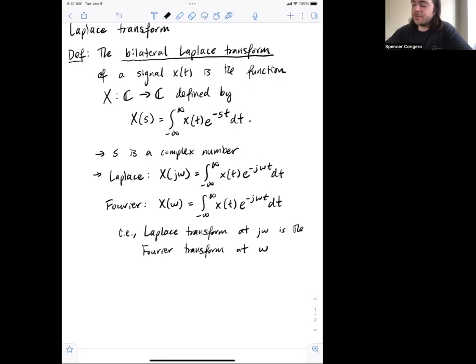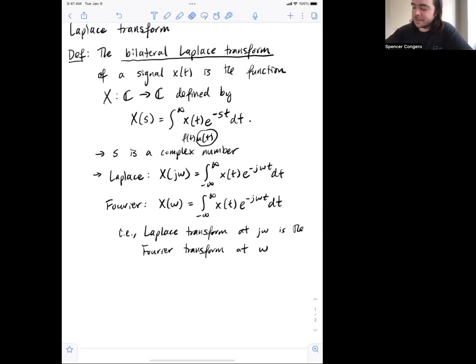It's more general. And if we ever want the unilateral transform, we can just throw a unit step function into our x of t. If this was some f of t times u of t, when I integrated, this unit step function would zero out the integral from negative infinity to 0.